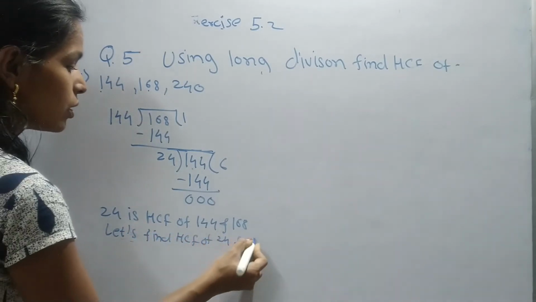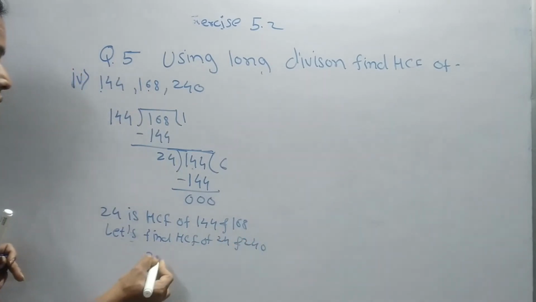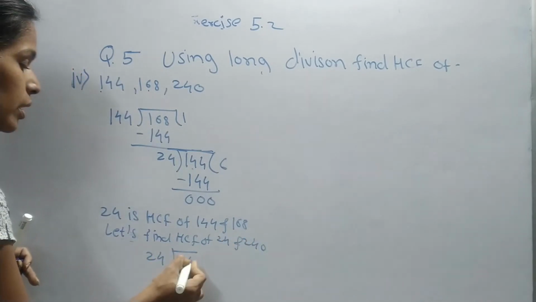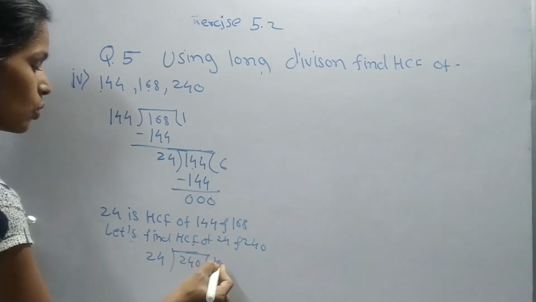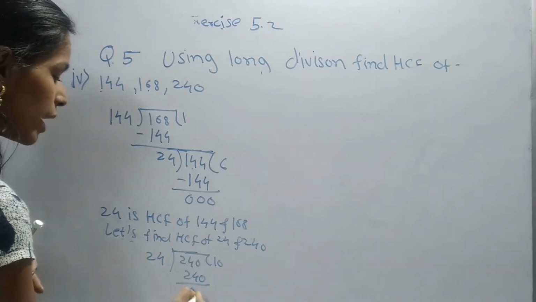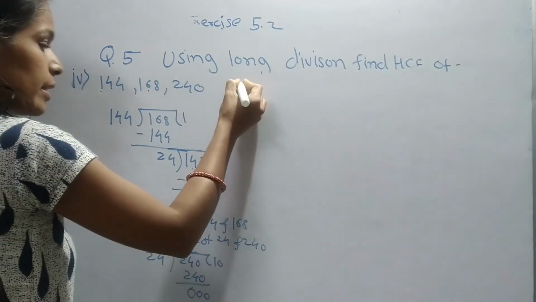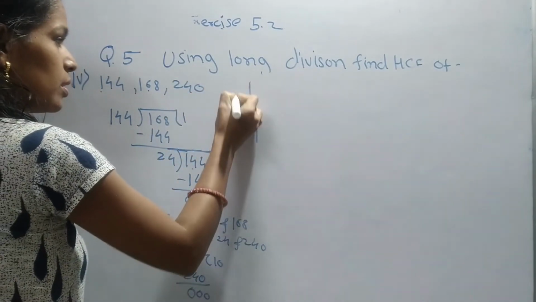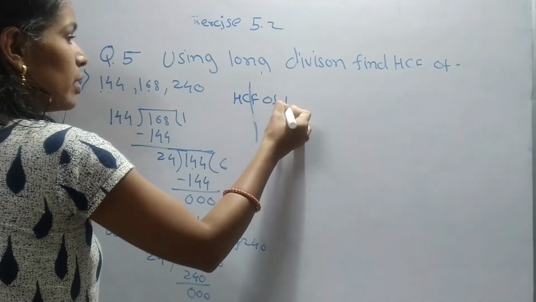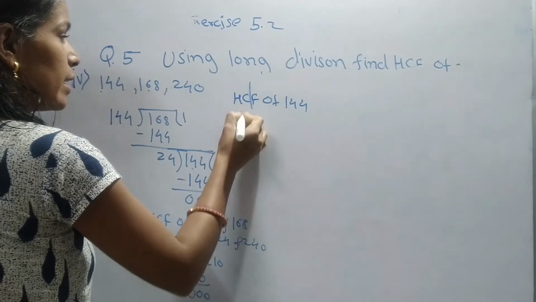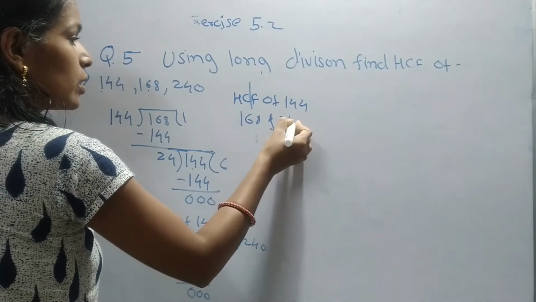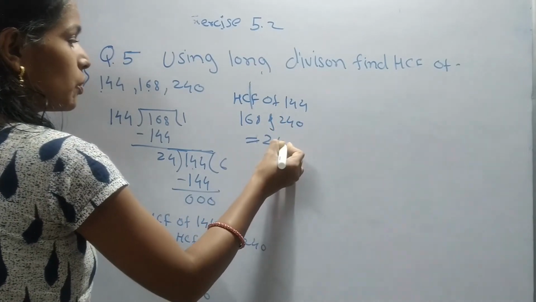Now let's find the HCF of 24 and 240. Obviously 24 is smaller than 240. So divide 240 by 24. You will get 24 tens are 240. Remainder 0 occurs at the first step only. So the HCF of these numbers is 24. Okay. Let's write here. HCF of 144, 168 and 240 is equal to 24.